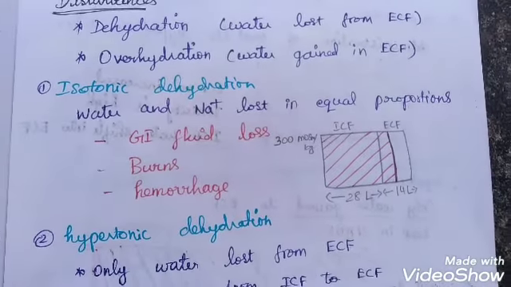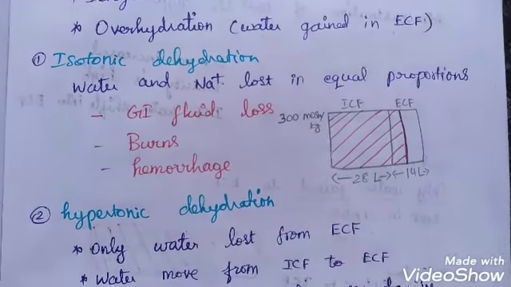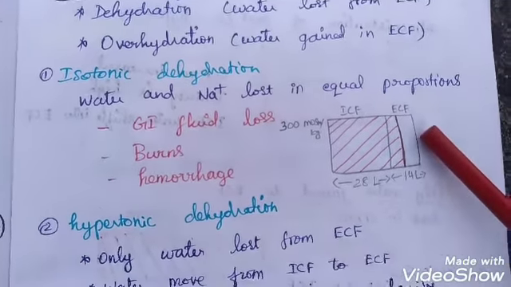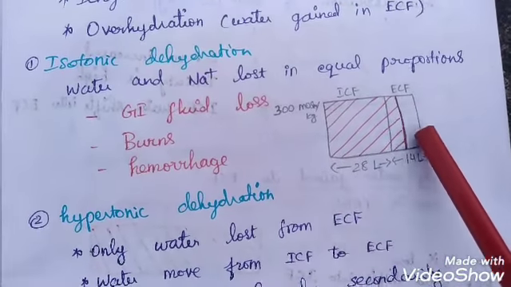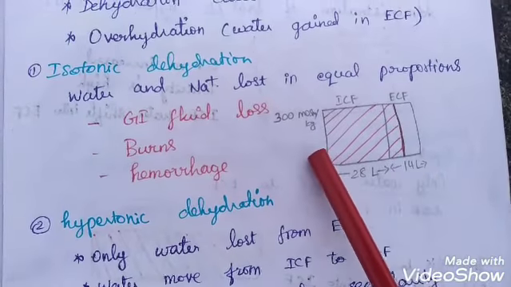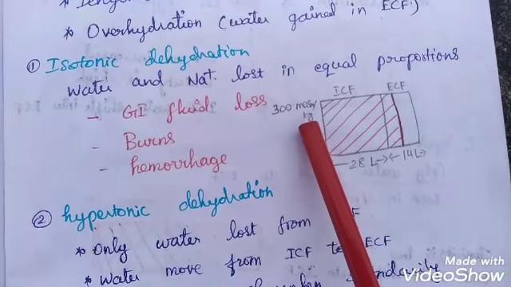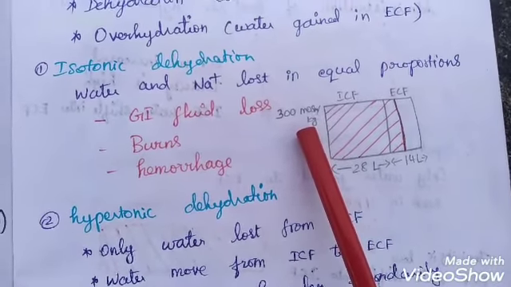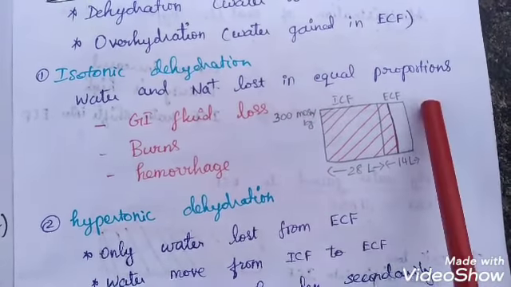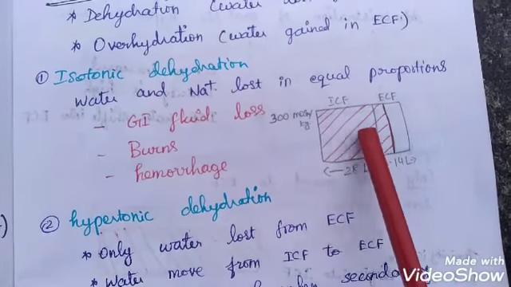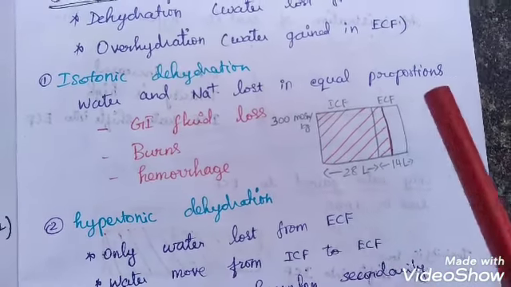So there are three types, and the first one is isotonic dehydration. Let's see in this diagram. This is the intracellular fluid compartment and this is the extracellular fluid compartment, and the normal osmolarity is 300 milliosmol per kilogram. In isotonic dehydration, the tonicity remains the same, 300 milliosmol per kilogram, and there is no change in the tonicity, and these lines are the disturbances that happen in these compartments.